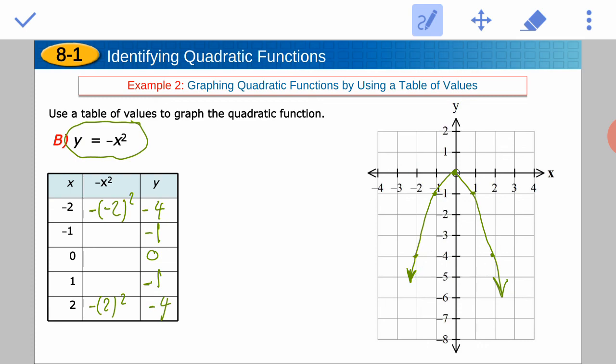In the first part of this example, it was upward. Some parabolas open upward, other parabolas open downward.